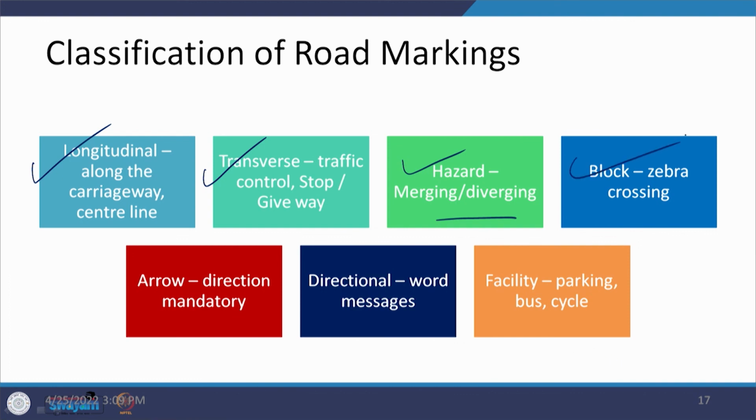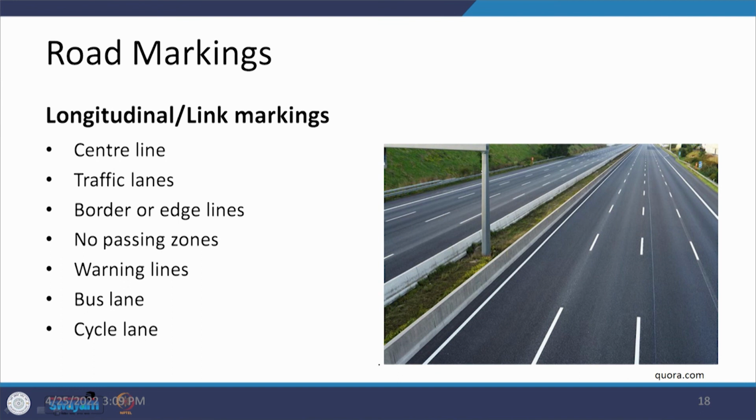The block markings are there, different types of blocks which can be used. One example is the zebra, which is an alternate black and white strip. Arrows are defined on the road, which define in which particular direction you can go and which particular lane you can use for that. Say word messages also give an input to the driver, or for different types of facilities, what type of markings can be there. We are going to look at all of these things one by one.